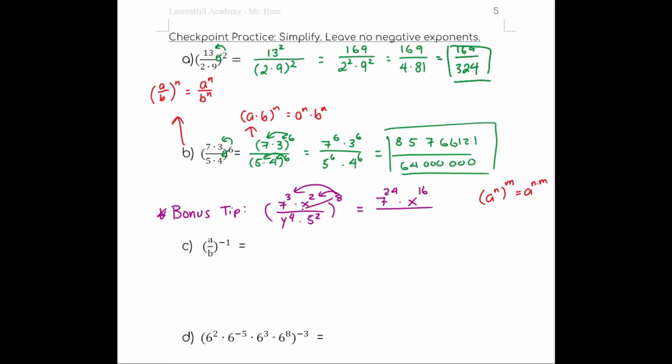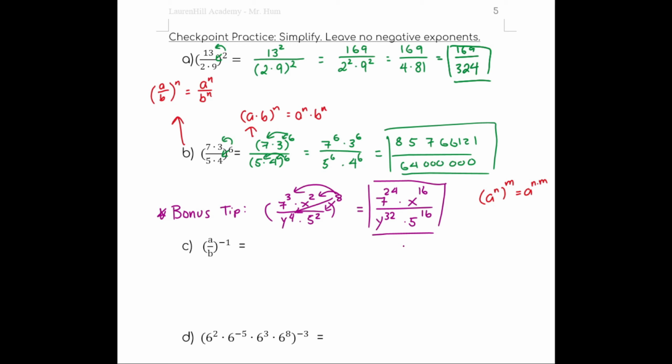Now I'm going to distribute that 8 down here, okay? So (y^4)^8 is y to the 4 times 8, that's 32. And here we have 5 to the 2 times 8, so 2 times 8 is 16, okay? And so that's kind of like a bonus tip, okay?